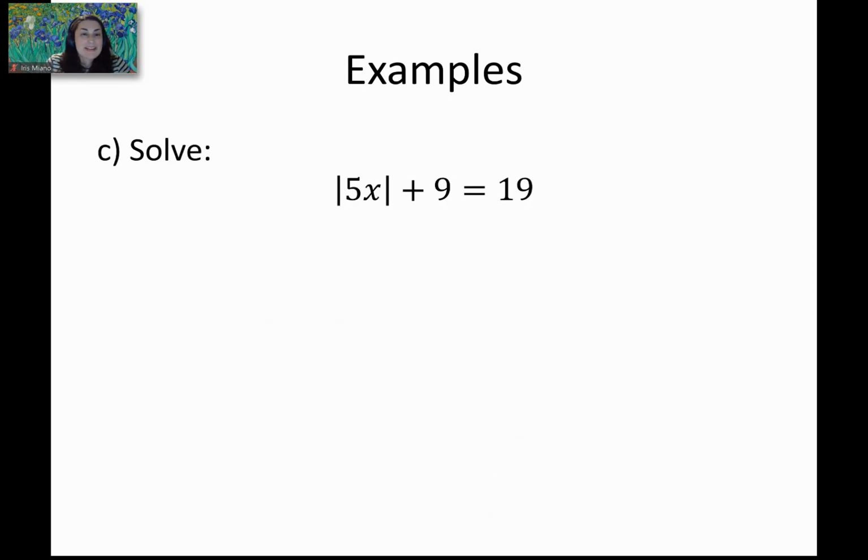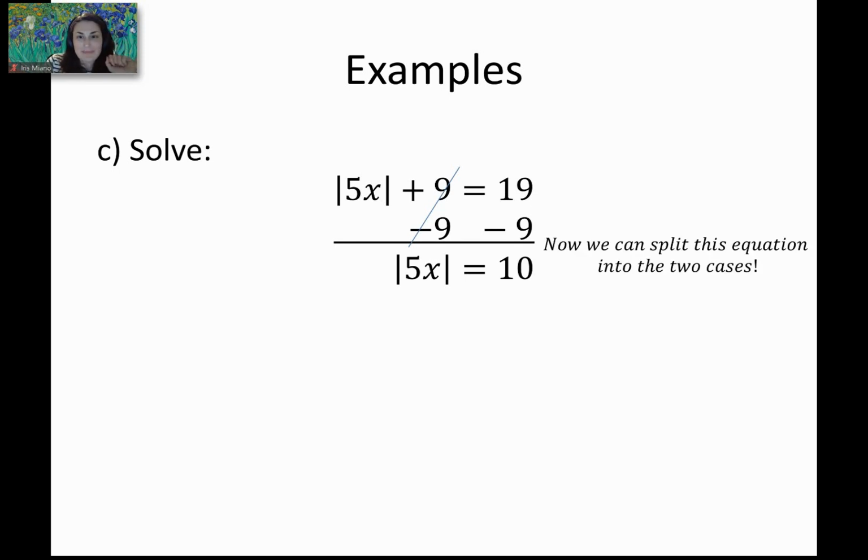Moving on, here's another more complicated example, and there's a preliminary step that you will need to take in order to solve this absolute value equation, and it is to isolate the absolute value term all on its own, one side of the equation. That's when you are allowed to split into the two cases, but only if it's appropriate. So let's go ahead and start by just subtracting 9 from both sides, and we will get that the absolute value of 5x equals 10.